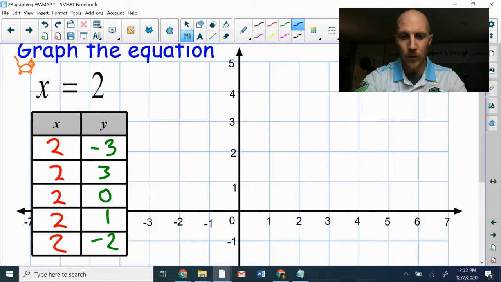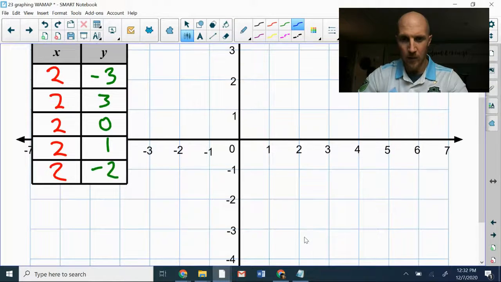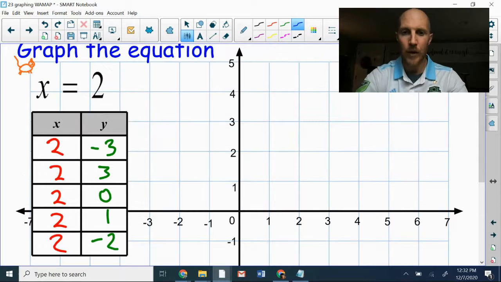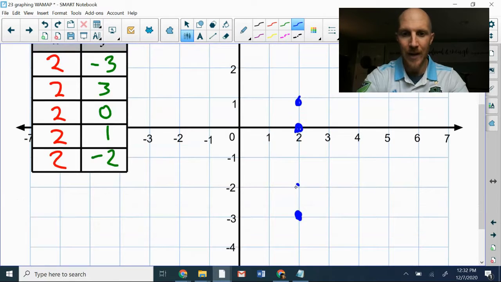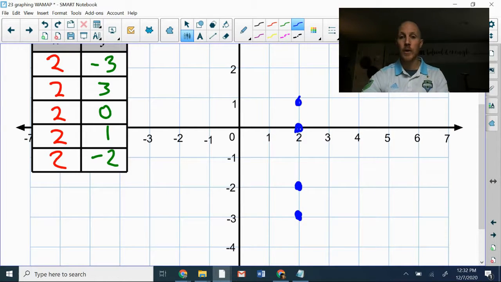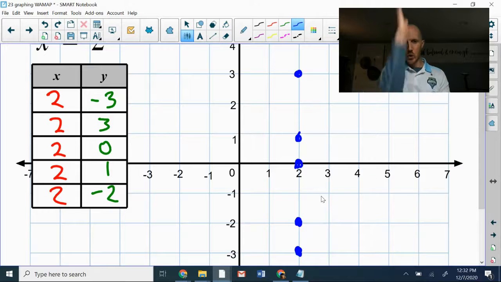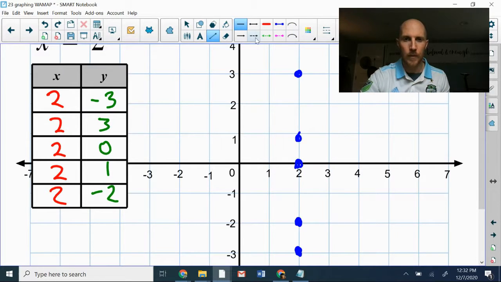Okay, let's put these dots on the graph. So (2, -3) was the first one. That's where MathCat found our point in the do now. That's down here. (2, 3) is going to be up here. Then (2, 0), (2, 1), and (2, -2). So you can see all of these points line up this way. I'm going to go ahead and draw a line through all of those points.